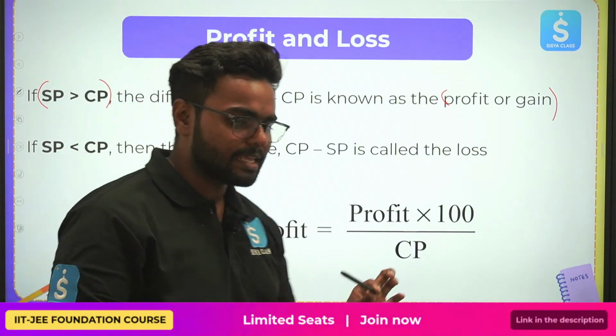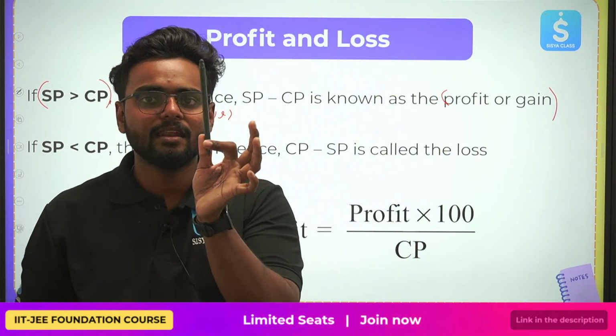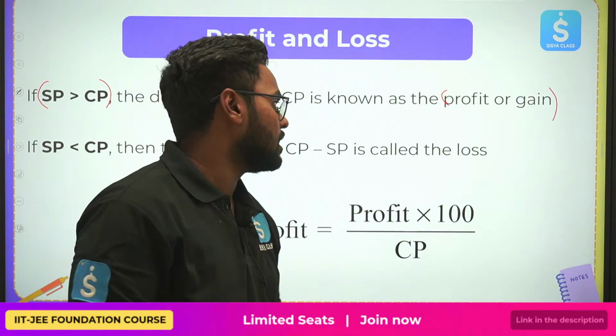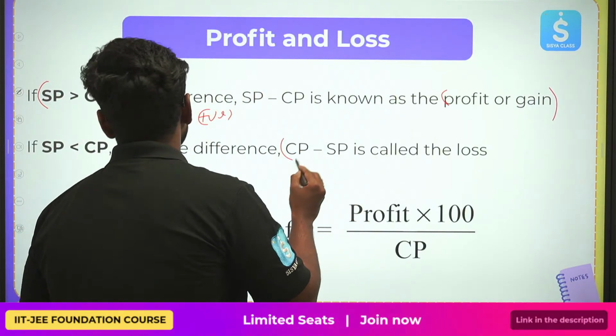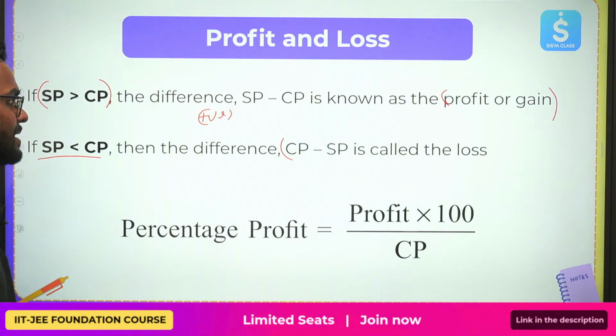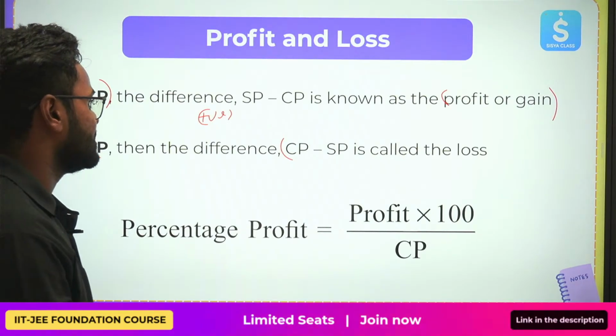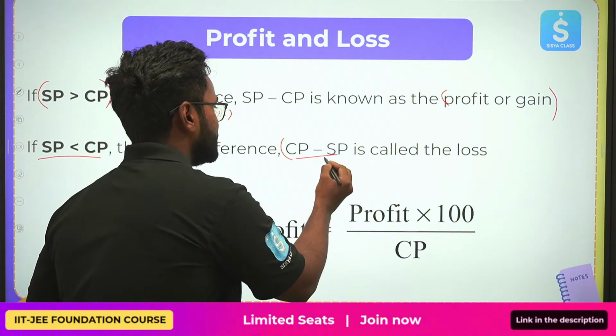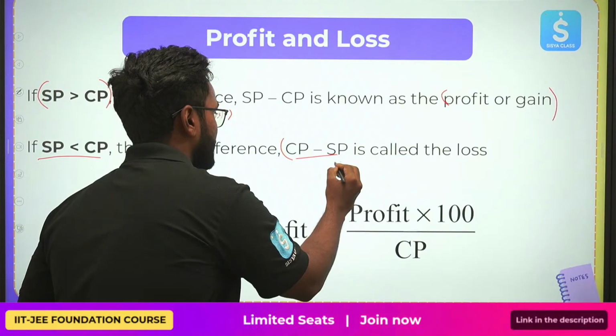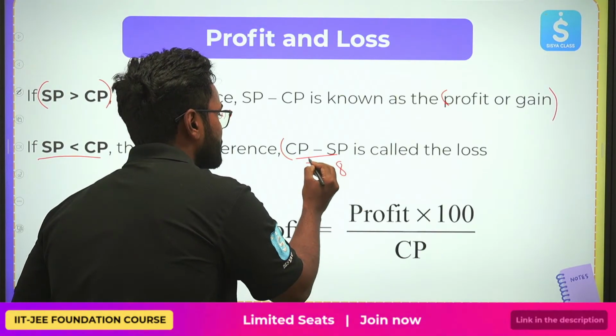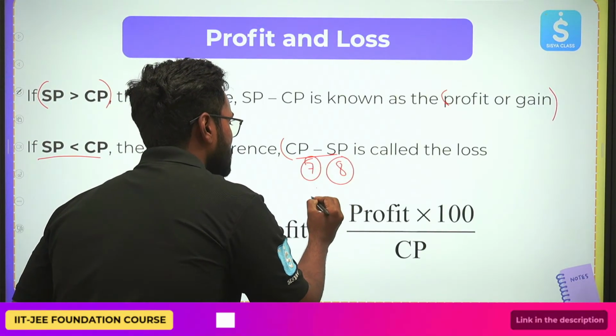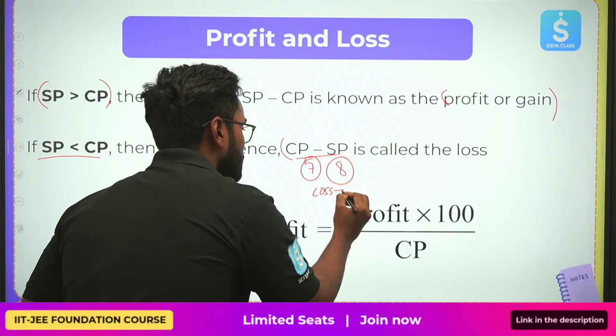And if I am selling this pen at less than 8 rupees, I'd call it a loss, right? If SP is less than CP, then the difference is called the loss. I am making it at 8 rupees, I am selling at 7 rupees, I have a loss of 1 rupee.